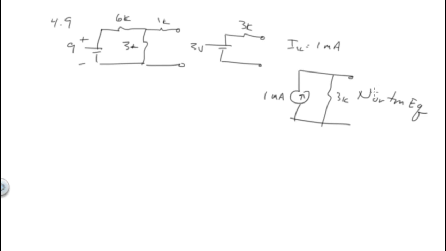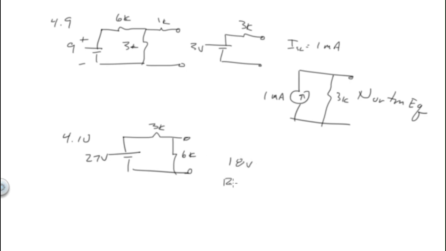Find the Norton equivalent circuit left of the AB terminals. So 4.10. We have 27 volts, and we have 3K, we have 6K. So 6 over 6 plus 3 is 2/3, and it's 18 volts. And V Thevenin is equal to this. R Thevenin is equal to 6K in parallel with 3K, or 2K.